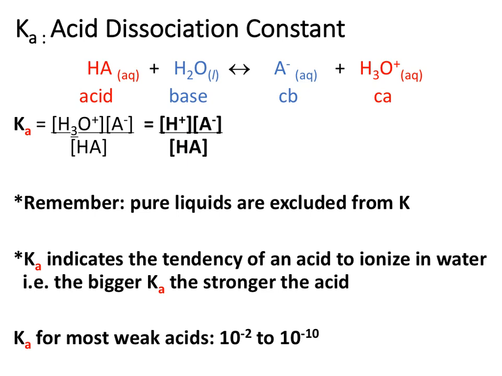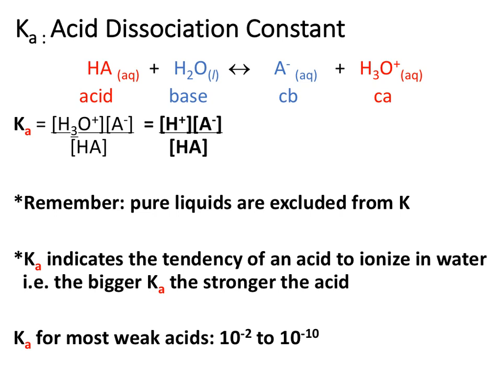Ka indicates the tendency of an acid to ionize in water. The bigger the Ka, the stronger the acid. And since we're talking about weak acids here, we're referring to an acid that has a Ka value that's very small. Most weak acids have Ka values somewhere in the 10 to the negative 2 to 10 to the negative 10th range. So very small numbers, indicating a very small degree of ionization towards products.